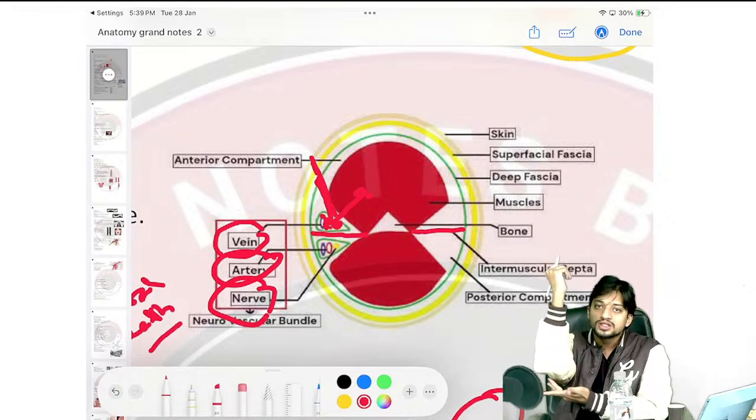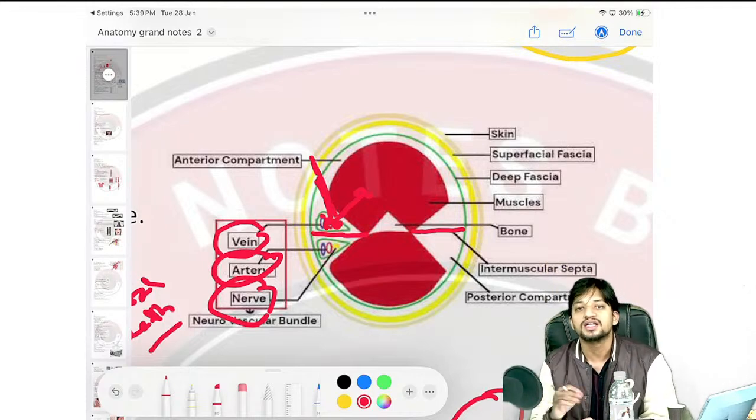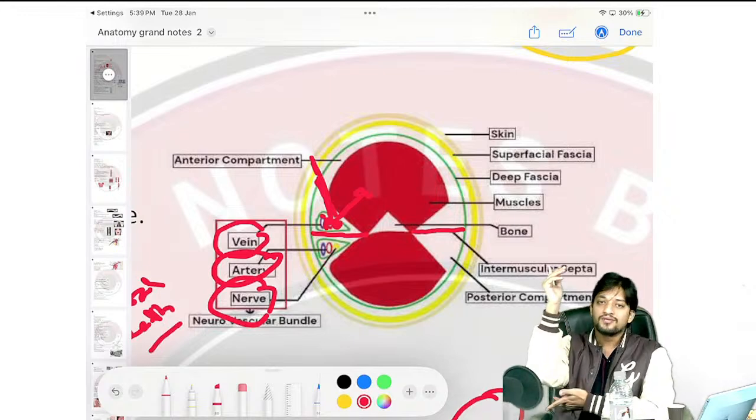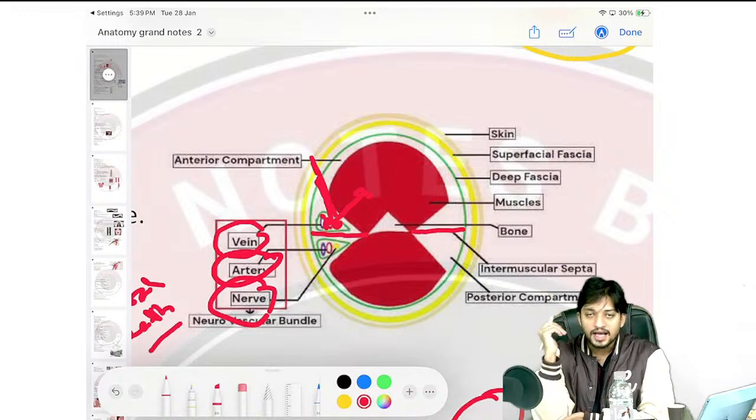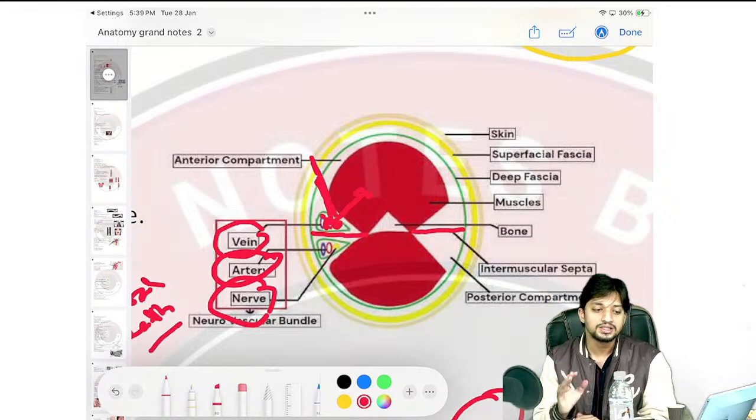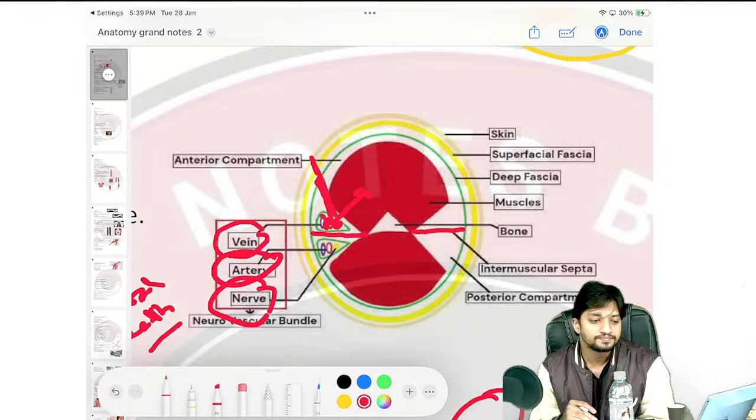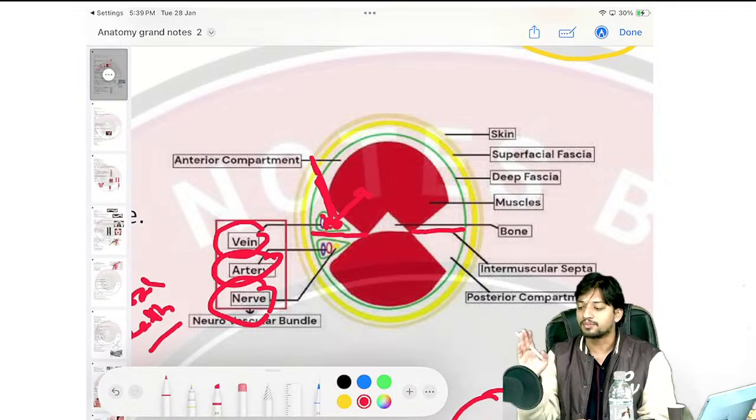Suppose in the posterior compartment you have the nerve called the radial nerve. So if the radial nerve is supplying the triceps, it will supply the muscles present in the posterior compartment.